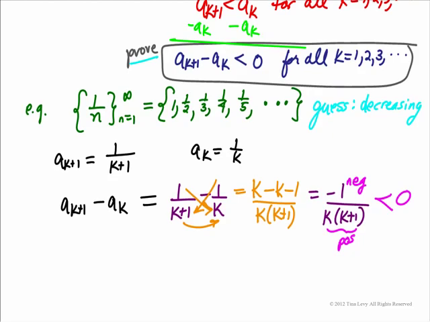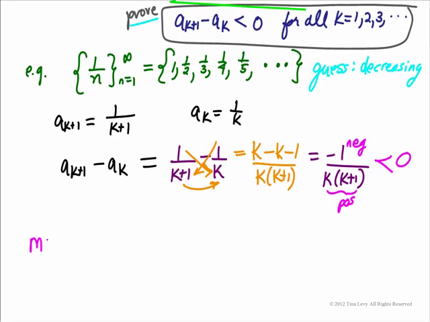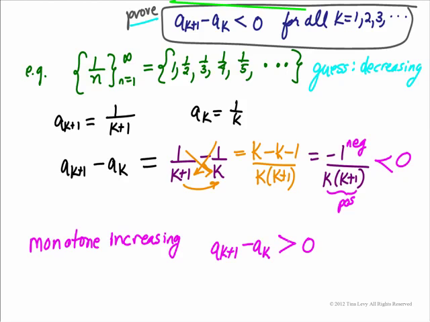The other one would be if we want monotone increasing. Instead of showing it's negative, we would show a_(k+1) minus a_k would be positive, because this is getting greater. And we'd have to show that's true for all k values that are positive integers.